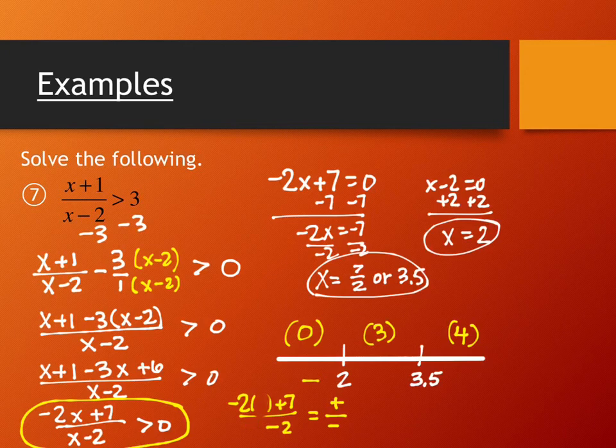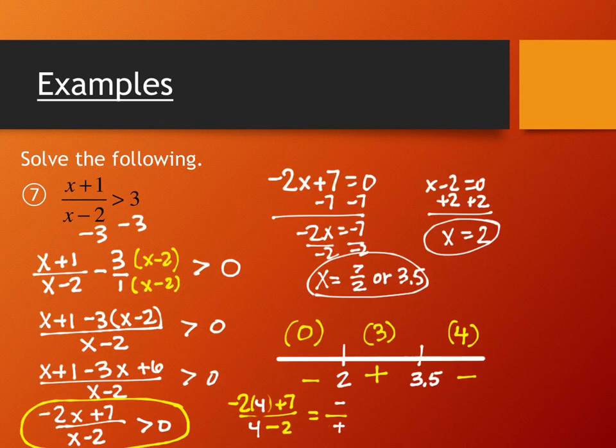Now we're going to do the 3. Negative 2 times 3 on top is negative 6. Negative 6 plus 7 would give me a positive. And then 3 minus 2 is a positive. So I have a positive for the 3 value. The next one's 4. So let's put in a 4. Negative 2 times 4 is negative 8. Negative 8 plus 7 would be a negative. 4 minus 2 is a positive. So negative and positive gives me a negative.